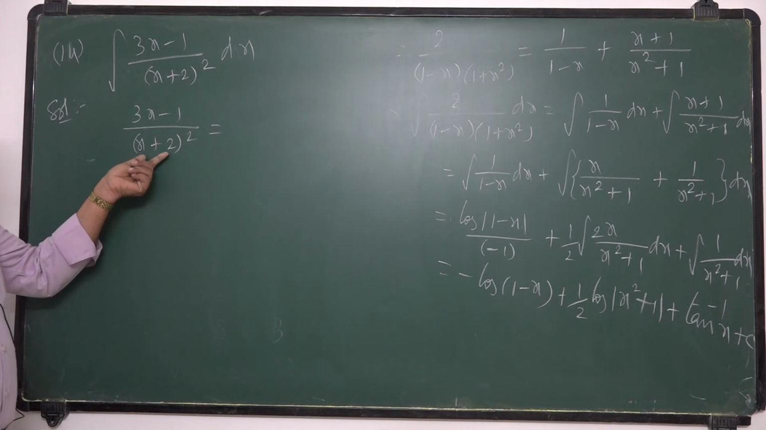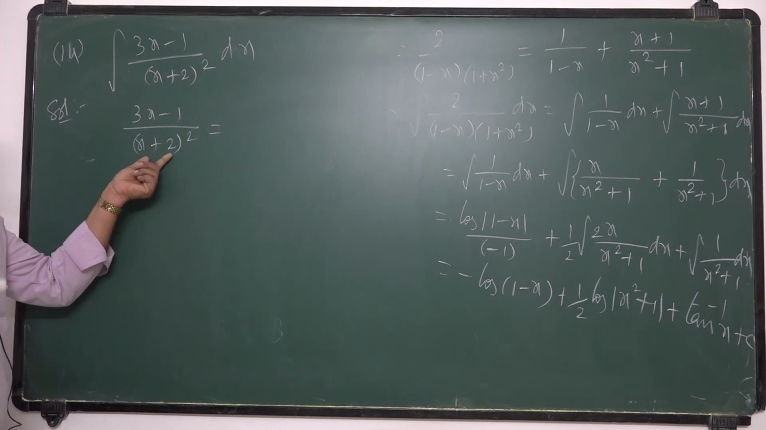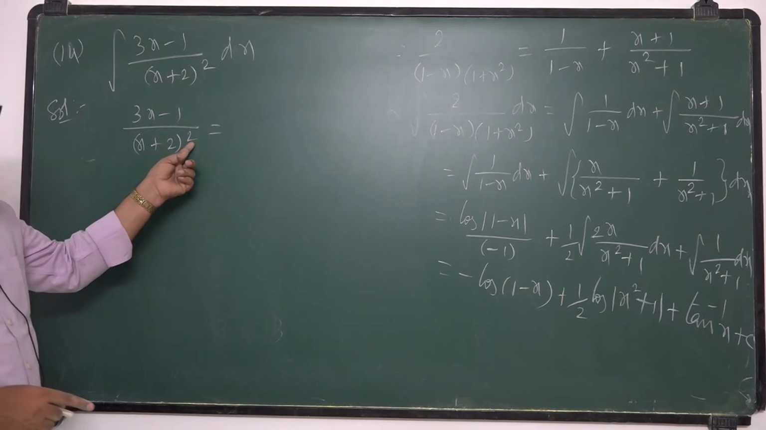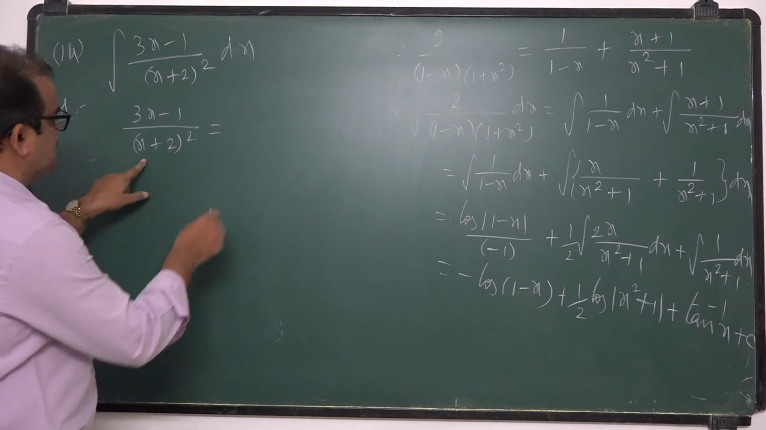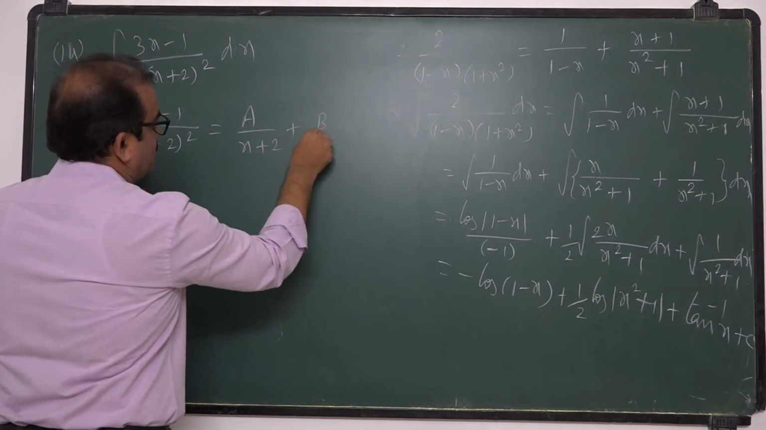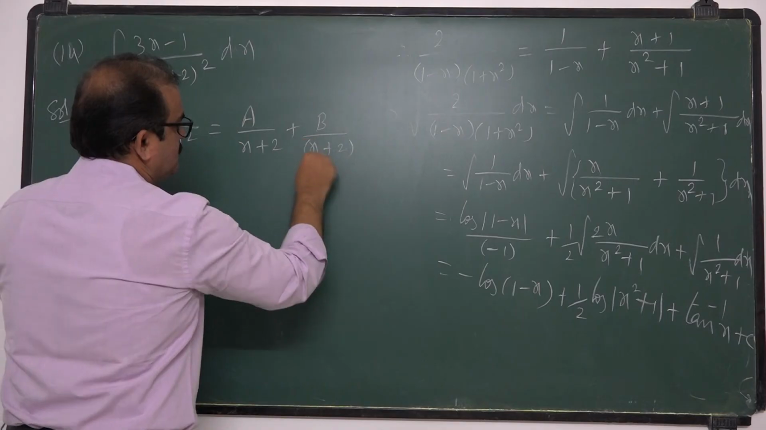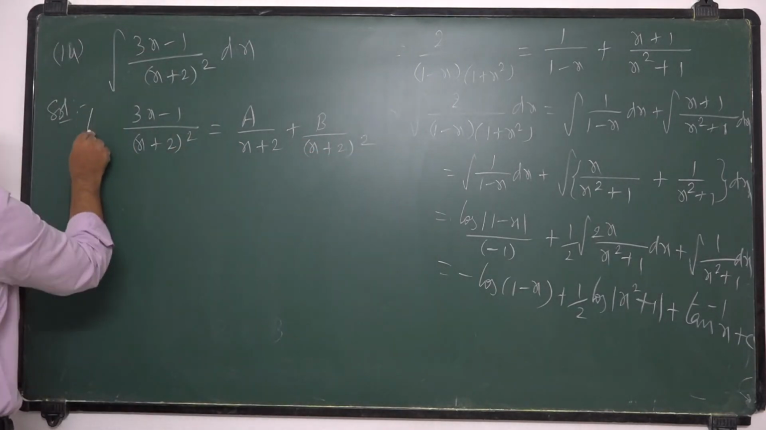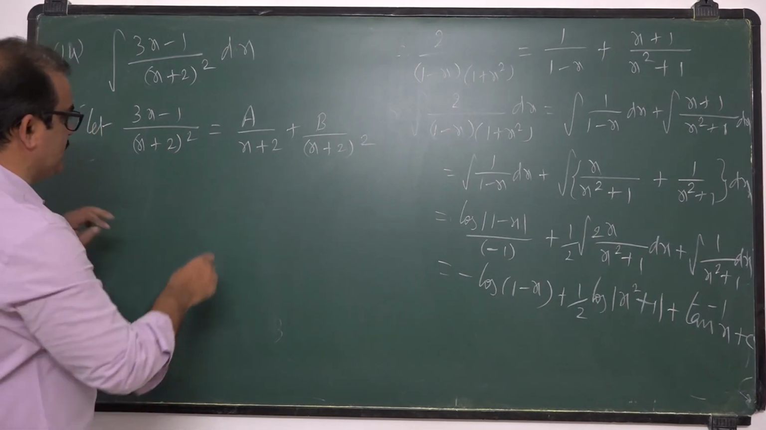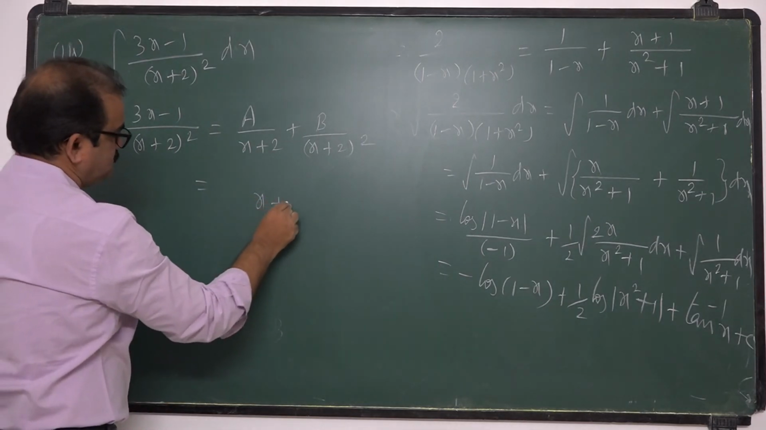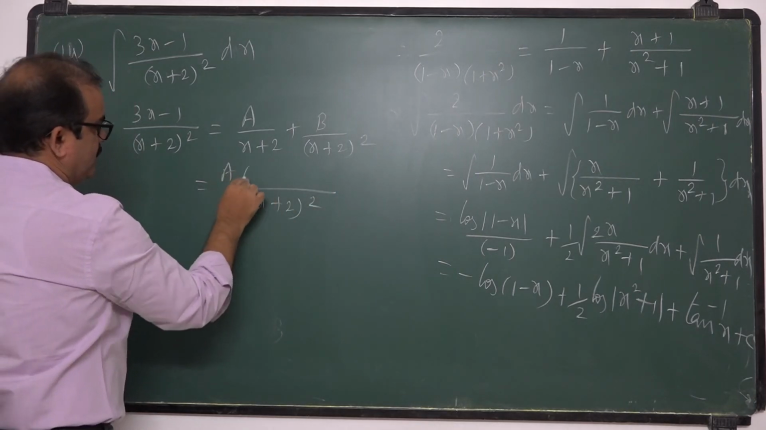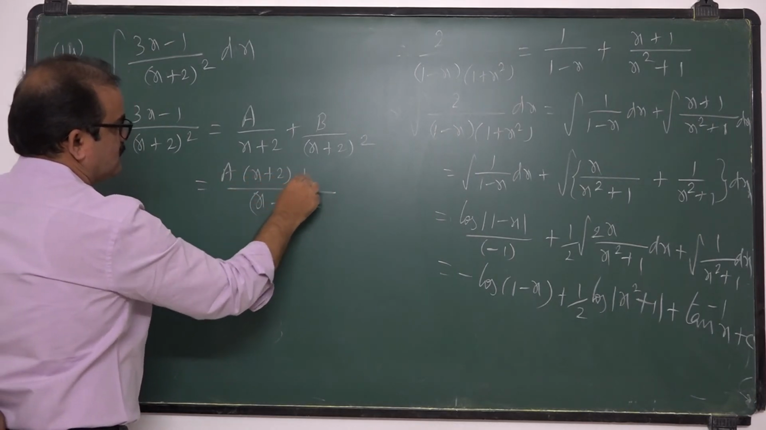See the denominator. It is a repeated linear factor. How many times is it repeated? 2 times. Then the partial fractions are A by (x plus 2) plus B by (x plus 2) whole square. Now taking LCM, in the numerator we get A into (x plus 2) plus B.